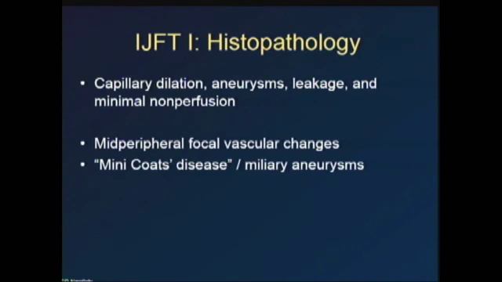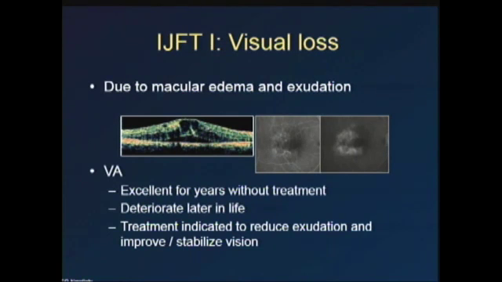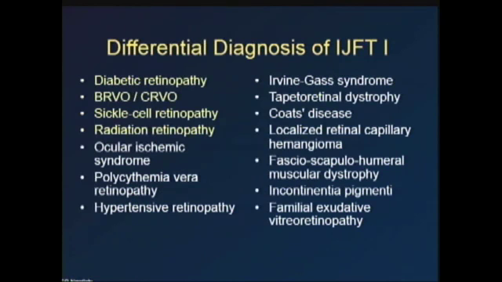So to sum it up, these telangiectasia look exactly like the telangiectasis you see in Coats disease, but they are limited to the parafoveal region. They are not widespread into the retina. The cause of visual loss in these cases is macular edema, the exudation, okay? And the vision can be very, very good for many, many years, but it will deteriorate if the edema persists for a very long time, so it is indicated to treat it.